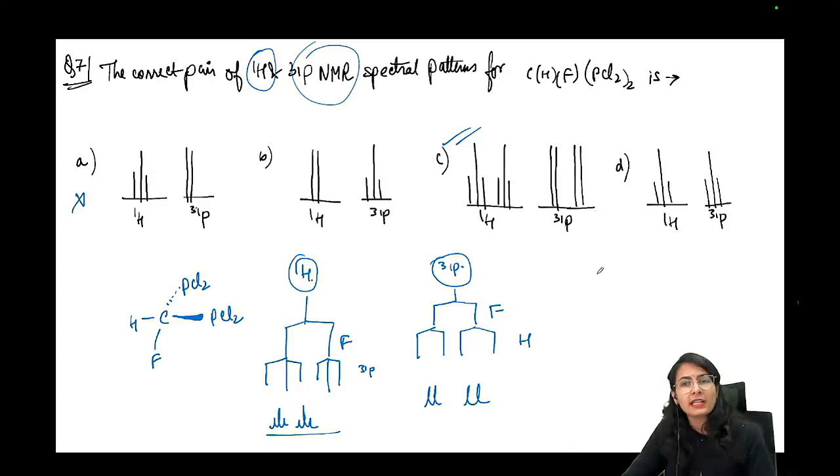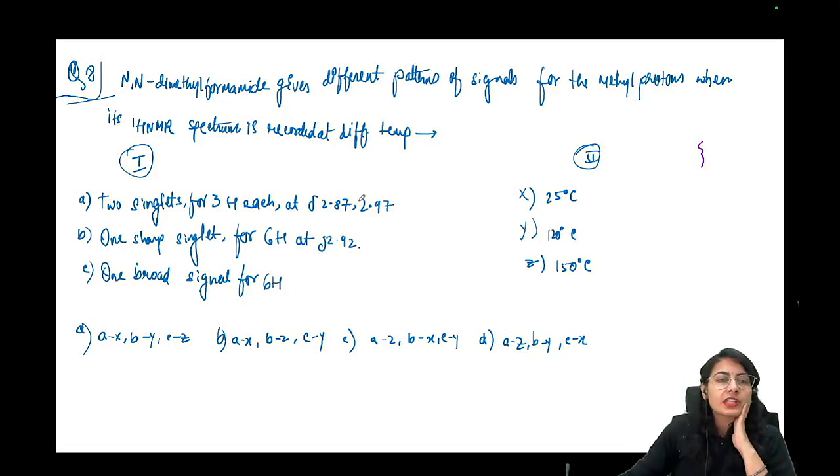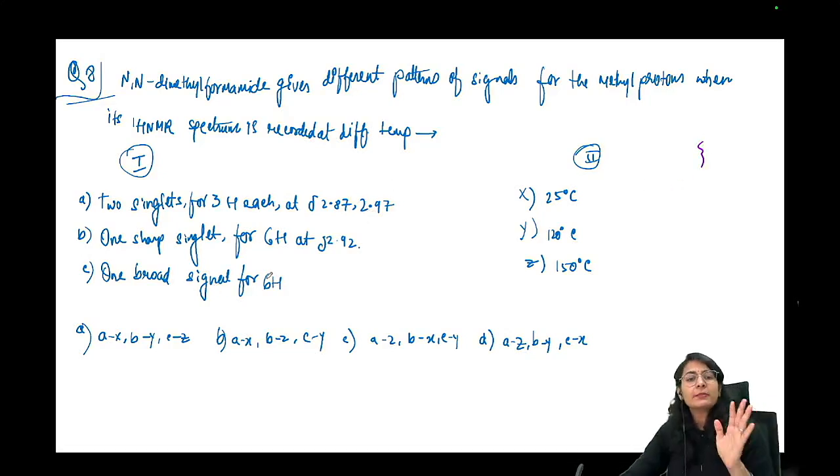ऐसे question अब आने लग गए हैं ना? In the GATE, in the CSIR NET, all the examination, you might expect a question like this. Okay. Next question, question number 8. ये देखो. चलो. So when the temperature is very very high, तब वो सारे same हो जाएंगे, isn't it? What is the structure of DMF?